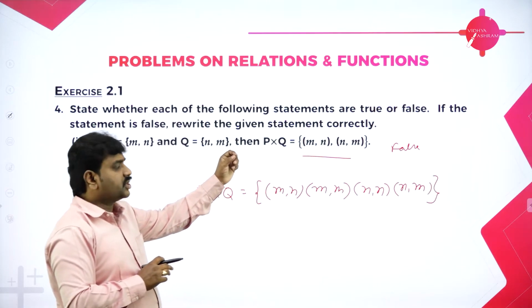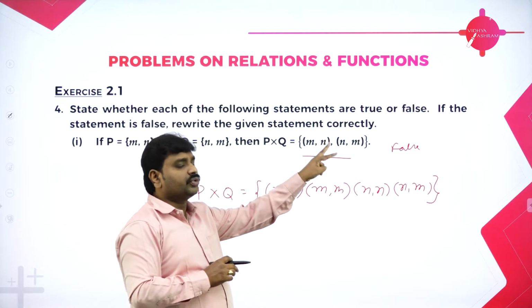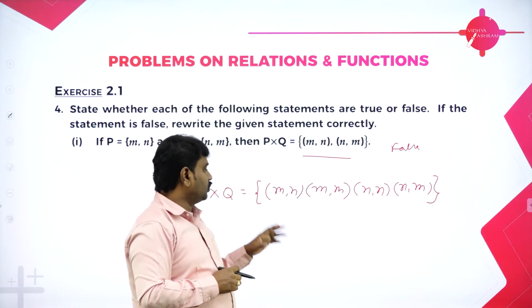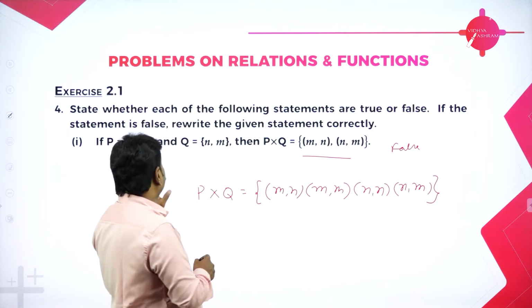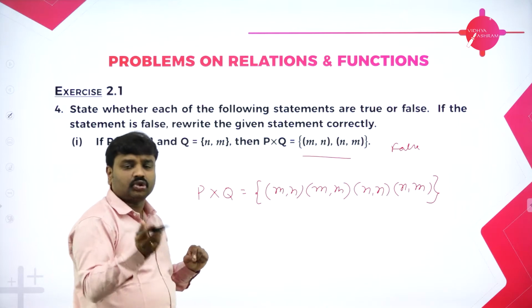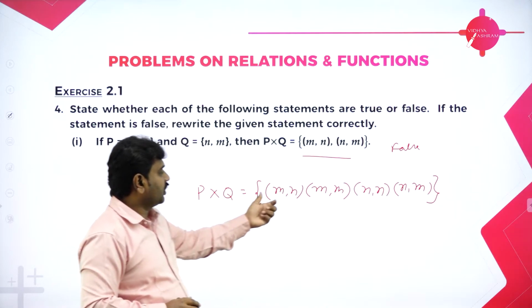P cross Q is the Cartesian product of P and Q. It should be given completely. They gave only a part of it, so they gave a subset of P cross Q. They have not given P cross Q. So how to write P cross Q? Here we have two elements and here we have two elements. Two 2s are 4, so we should have 4 elements.